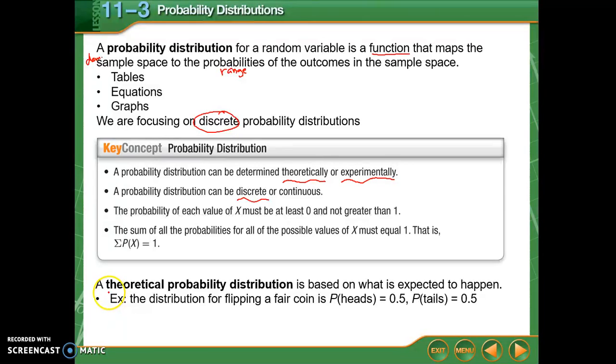So we're going to talk first about theoretical probability distribution. Theoretical probability is based on what is expected to happen. So the best way to understand this is with an example.